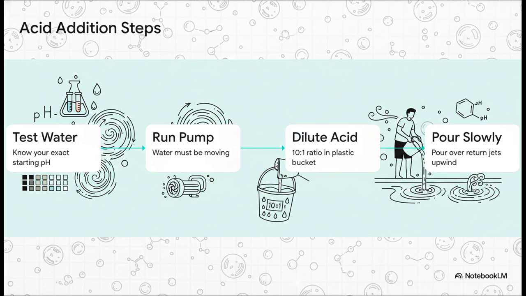Second, turn your pool pump on. The water absolutely has to be moving. Third, fill your plastic bucket halfway with pool water and then slowly pour your measured acid into that bucket, aiming for about a 10-to-1 dilution ratio. Finally, walk over to the deep end, make sure you're standing upwind so the fumes blow away from your face, and pour the mixture slowly right over the return jets. Those jets are going to instantly push the acid out and disperse it safely throughout the pool.